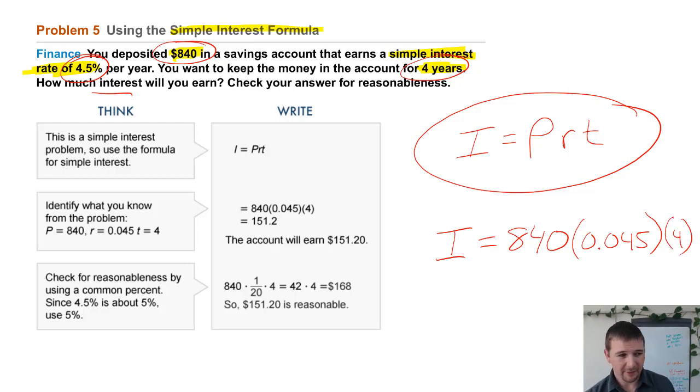Again, it's okay to use a calculator on these problems. We should arrive at $151.20. When we check for reasonableness, we might use some estimation in order to estimate $168 and see that our amount is reasonable.